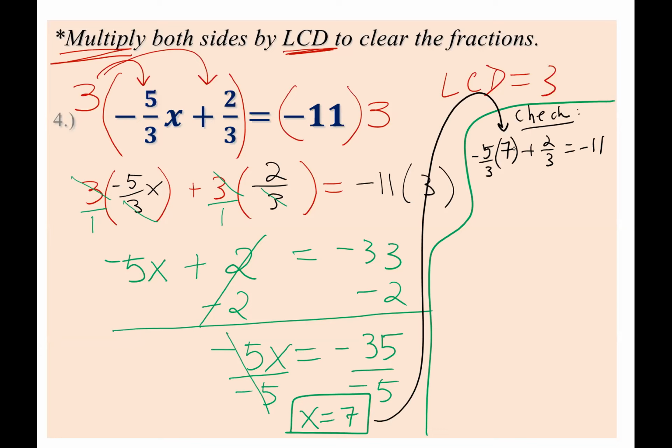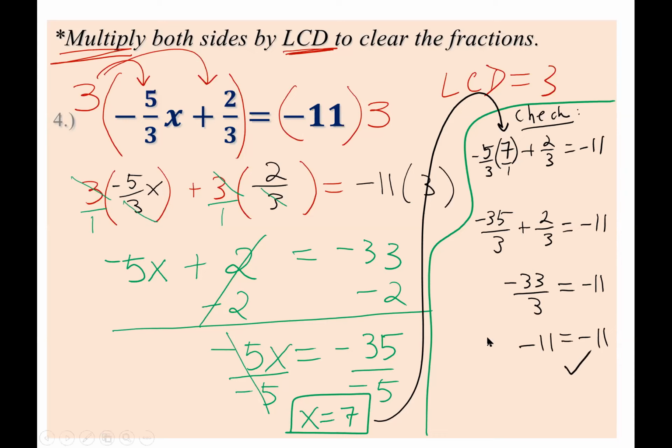Let's simplify. So -5/3 times 7, I'll put the 7 over 1. It really becomes -35 over 3 as I multiply across. -5 times 7 is -35, 3 times 1 is 3. So -35 over 3 plus 2 over 3 equals -11. Now I'll continue simplifying. -35 over 3 plus 2 over 3, that's -33 over 3. And look at that, -33 divided by 3 is -11. So -11 equals -11, and it checks.